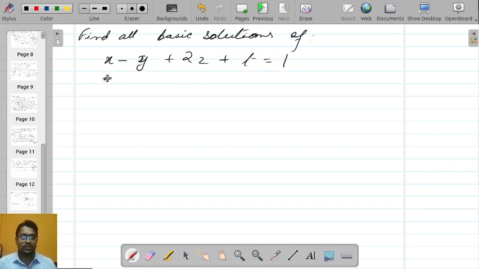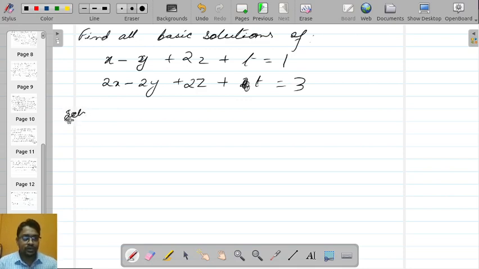Okay, another one is twice x minus twice y plus twice z plus t, equal to 3, right? So let us try to find out all basic solutions.